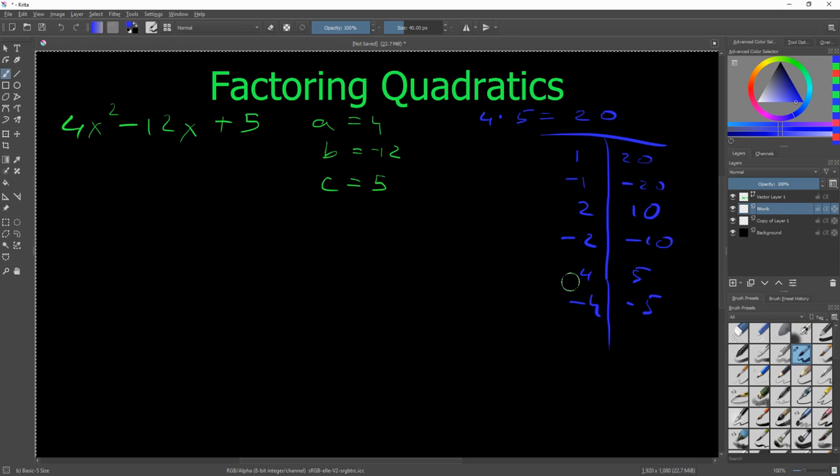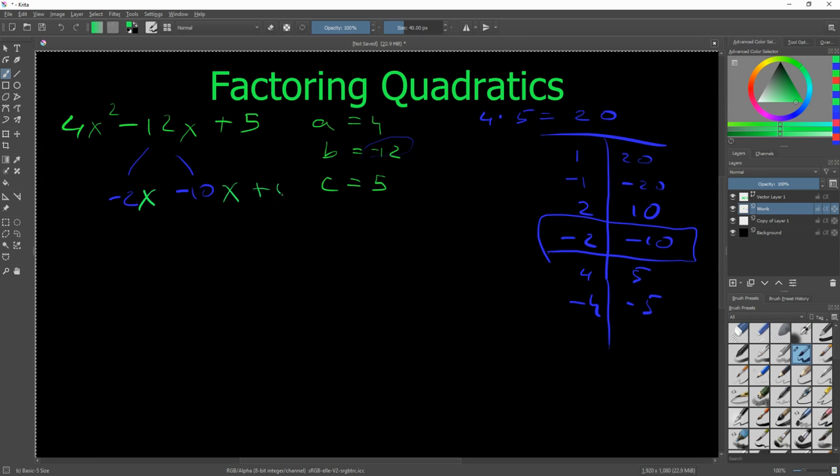Which ones add up to be the one that you want in the middle here? Which ones add up to be -12? It's these guys. So the -12 becomes -2x and -10x. All right, let's bring everything down. Put x, bring the plus 5 down, and bring the 4x squared down. And then you group them. Make sure you have a plus sign in between.